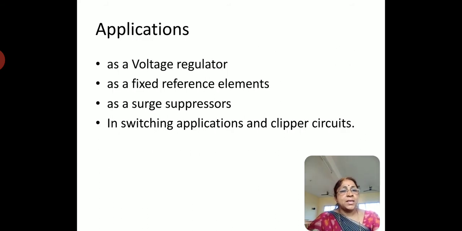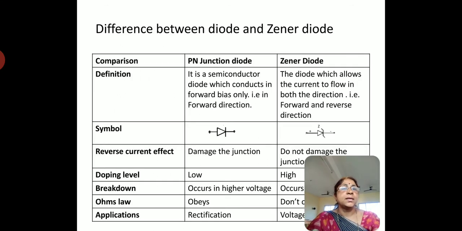And this Zener diode has many more applications. It is used as a voltage regulator and as a fixed reference element. It is used as a surge suppressor in some cases, and it is used in switching circuits. In the case of clipper circuits, we also use this Zener diode. Let us see the difference between a diode and a Zener diode.